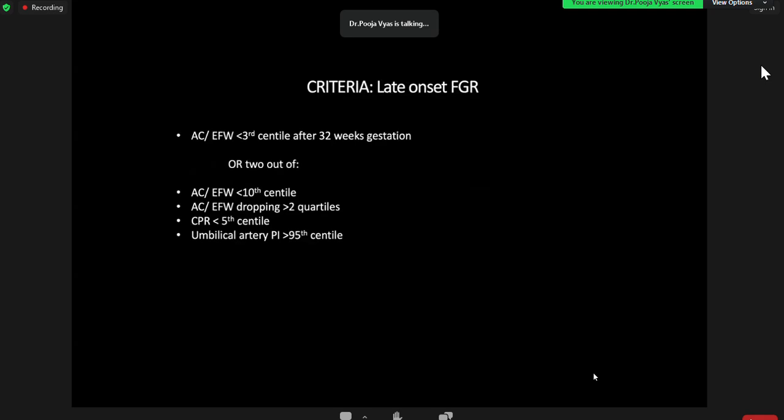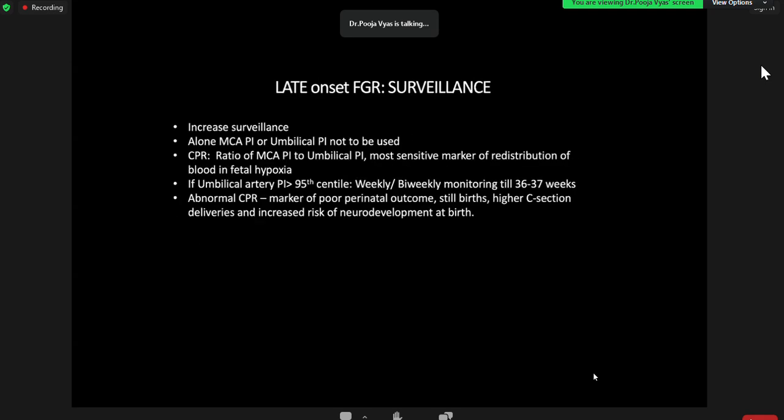So how do we diagnose late onset FGR? When the weight is less than third centile after 32 weeks of gestation, or we get 2 out of these 4 things: weight less than 10th centile, weight or abdominal circumference dropping more than 2 quartiles, which means from 75th, it will go down to the 25th centile, CPR less than 5th centile, and umbilical artery PI more than 95th centile. For monitoring, we have to do a bi-weekly or a weekly umbilical artery Doppler to look for when to deliver the baby.